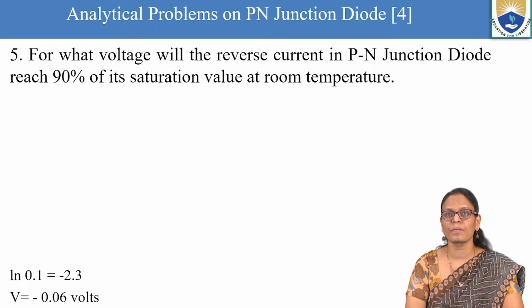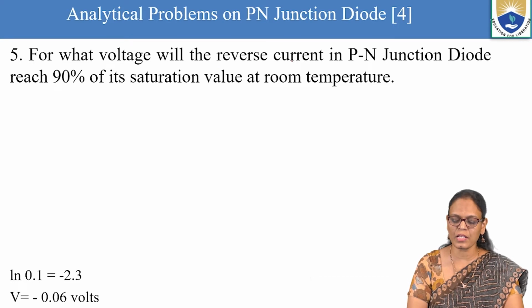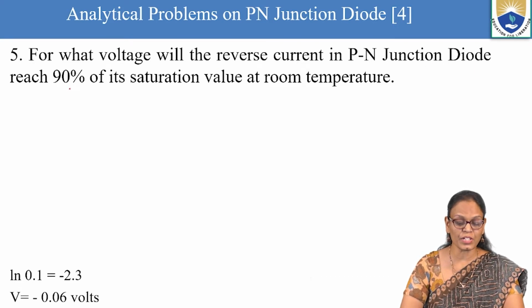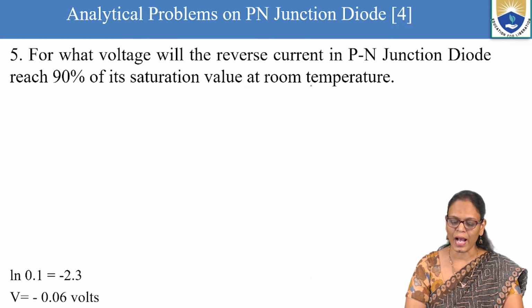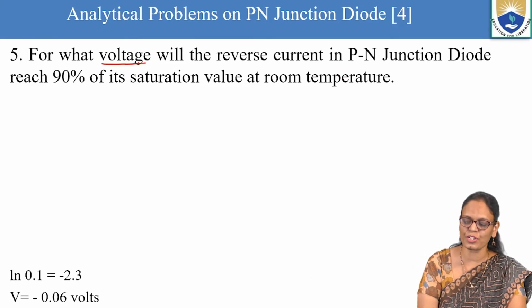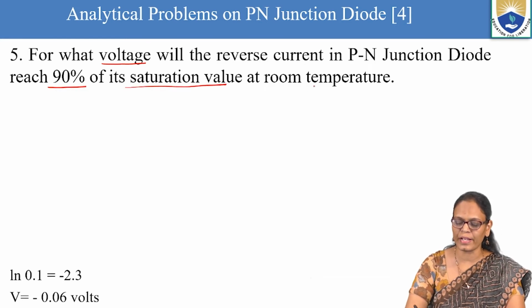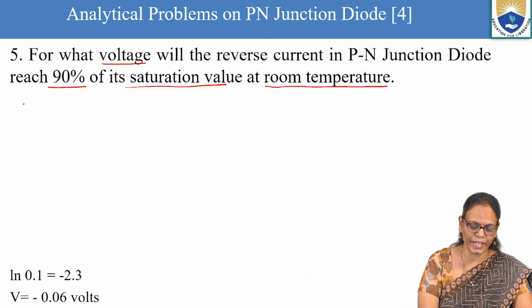Next question is, for what voltage will the reverse current in a PN junction diode reach 90% of its saturation value at room temperature? What we have to find here is the voltage. What is given is that the current is 90% of the saturation value and the temperature is room temperature. So let us write the data first.